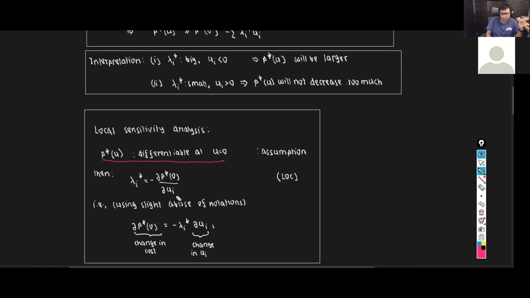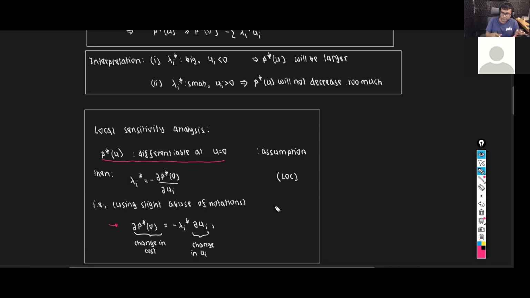With a slight abuse of notation in mind, this gives us something very neat. It tells us the change in cost. So 0 is the unperturbed case, and you perturb constraint number i by a very little amount. Your change in cost is controlled by how much you changed your ui, which is the perturbation, times the negative of the dual multiplier.